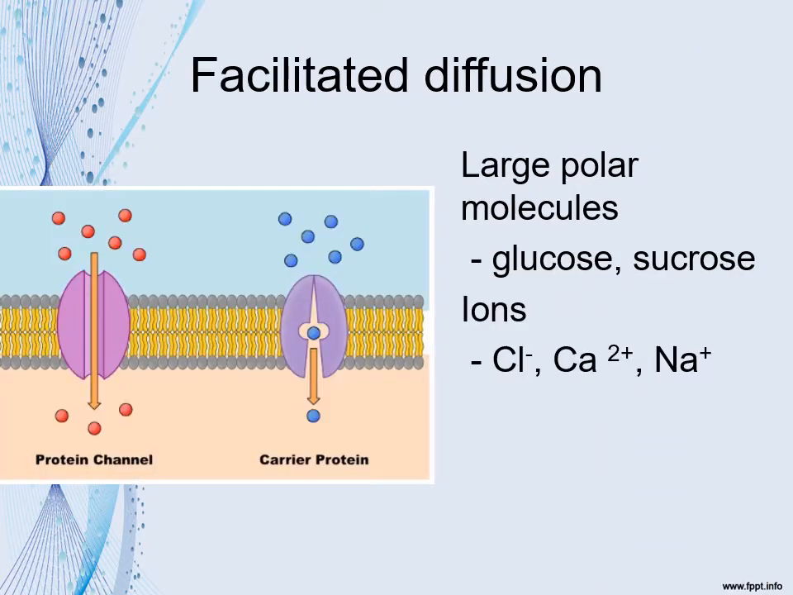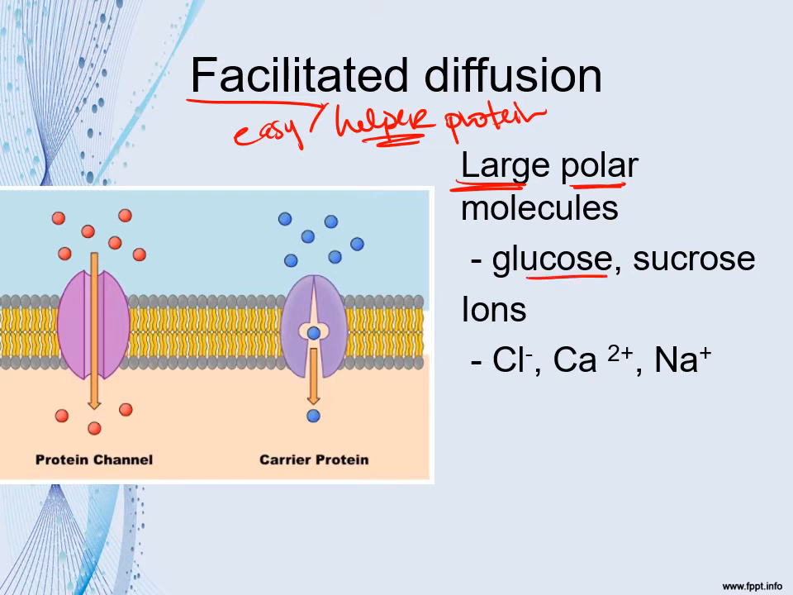All right, we're going to flip away from osmosis. I'm going to talk now about facilitated diffusion, fácil en español, easy. We have some helper proteins that make diffusion easier. So facilitated, we're facilitating, we're helping diffusion happen. This is necessary if I have large molecules or polar molecules like glucose or sucrose.